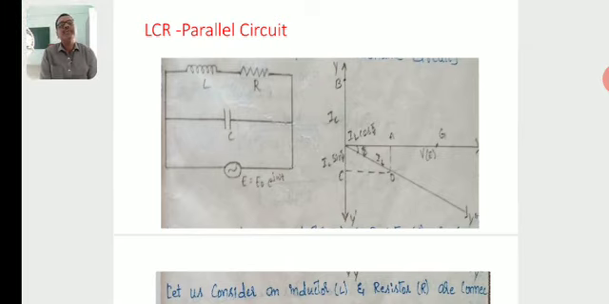Let the EMF applied across the combination be taken along the x-axis, treated as a fixed vector. Then IC is along the positive y-axis and IL along the negative y-axis. The angle phi indicates the phase difference between current and EMF.